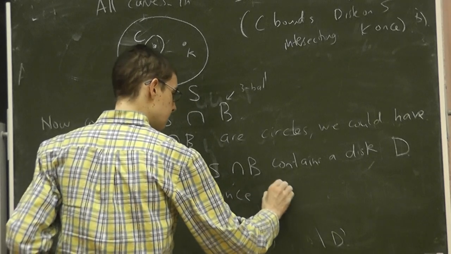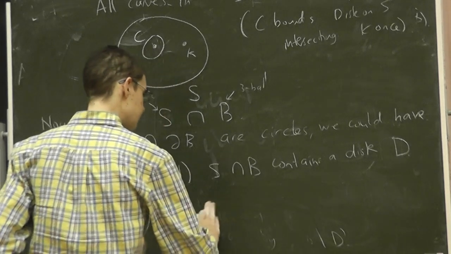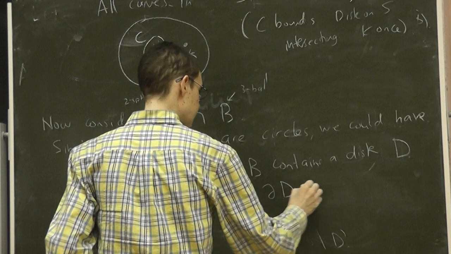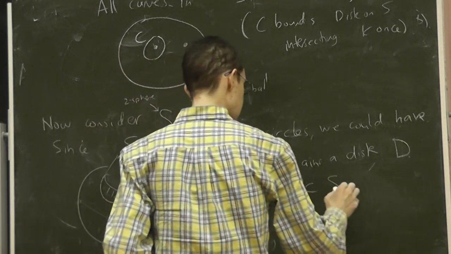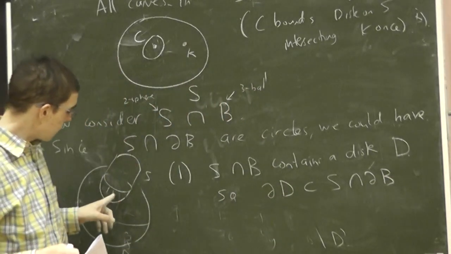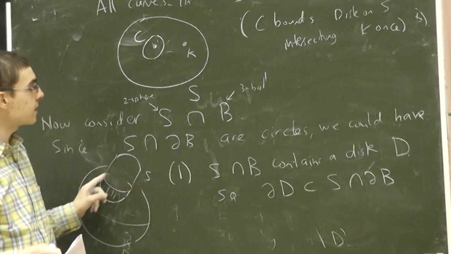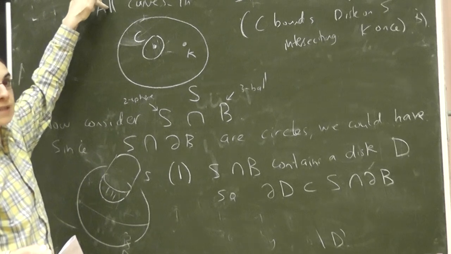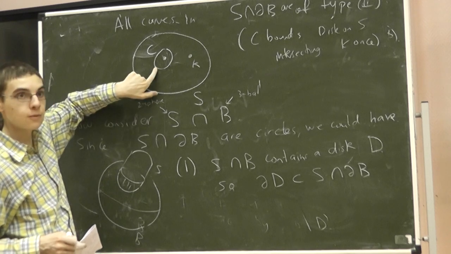So, since the boundary of this contains a disc, the boundary of D is in the boundary of B. We have this disc inside the three-ball. Its boundary is one of these curves in here. Okay, but now all these curves in this intersection of the two-sphere and the boundary of B are of this form.